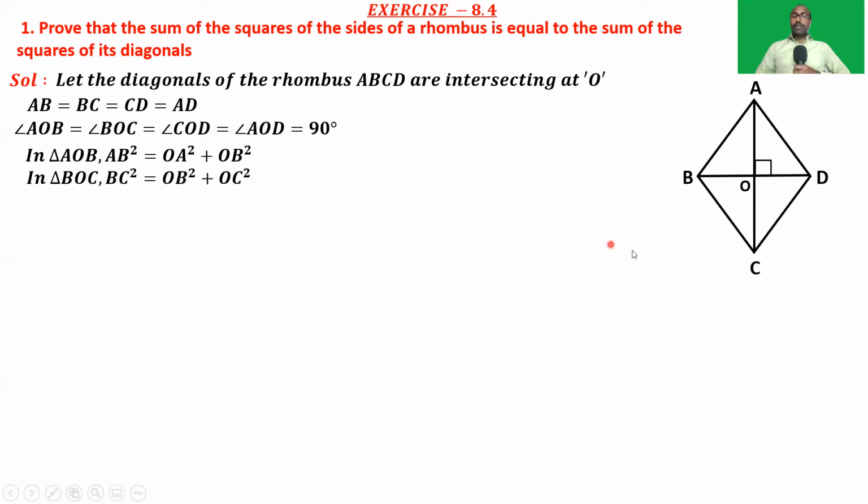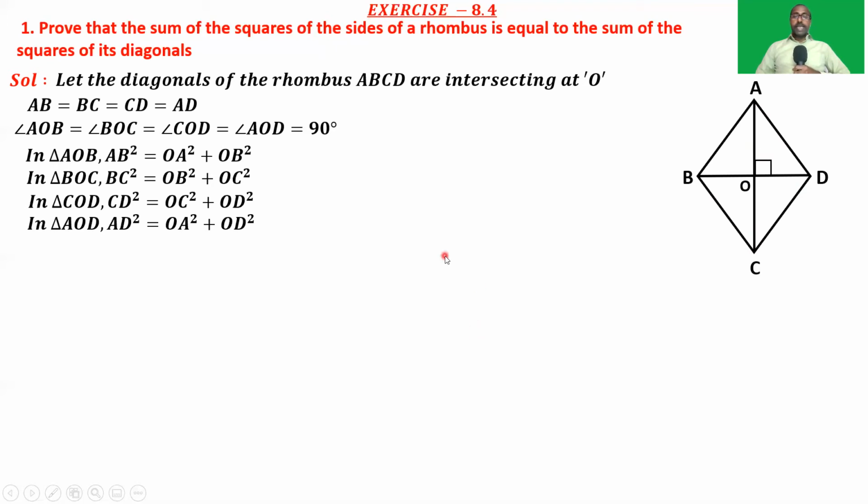Similarly, in triangle BOC, BC square is equal to OB square plus OC square. And in triangle COD, CD square is equal to OC square plus OD square. And in triangle AOD, AD square is equal to OA square plus OD square, because all these four are right angle triangles, and we are applying Pythagoras theorem for each triangle.